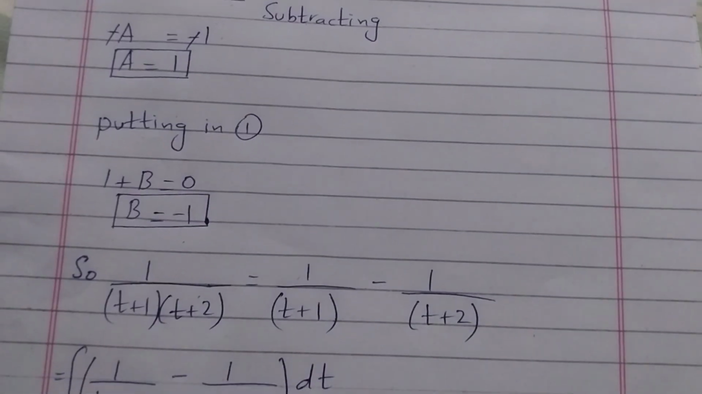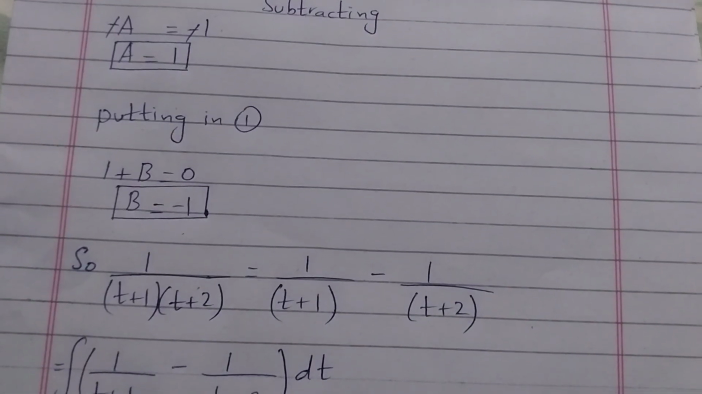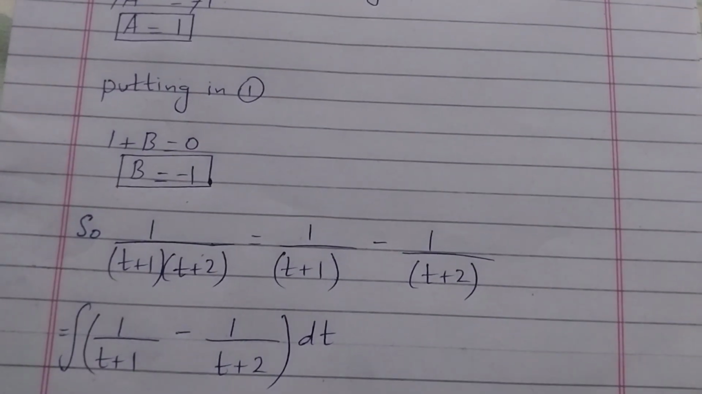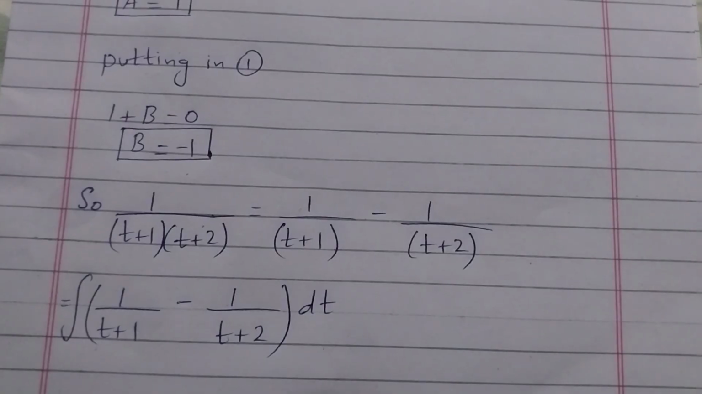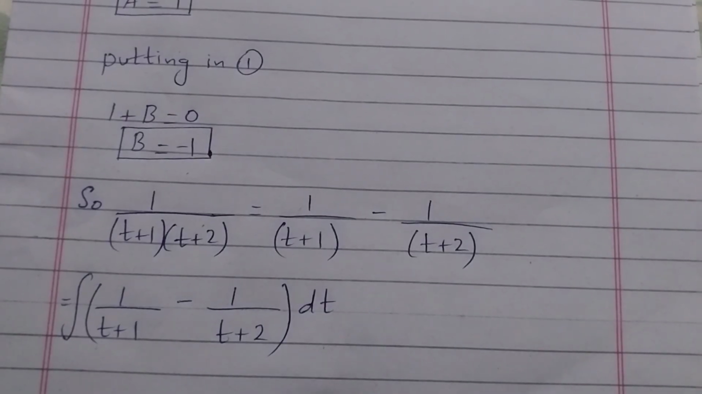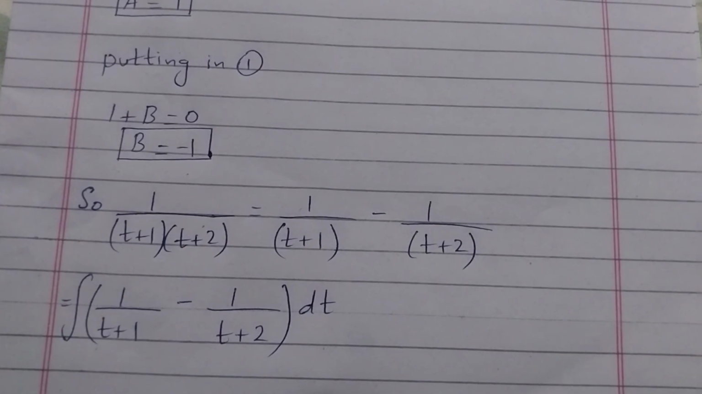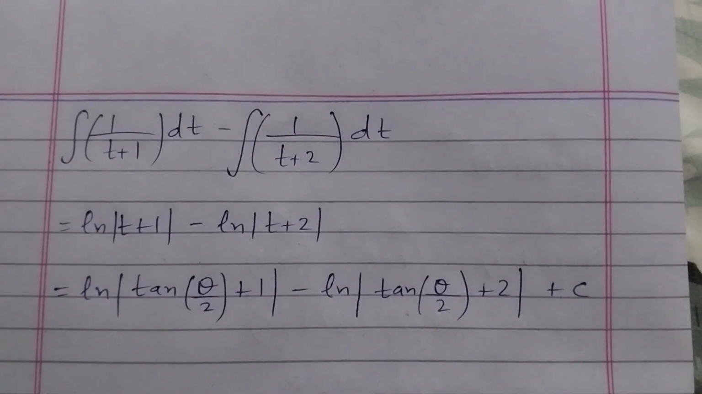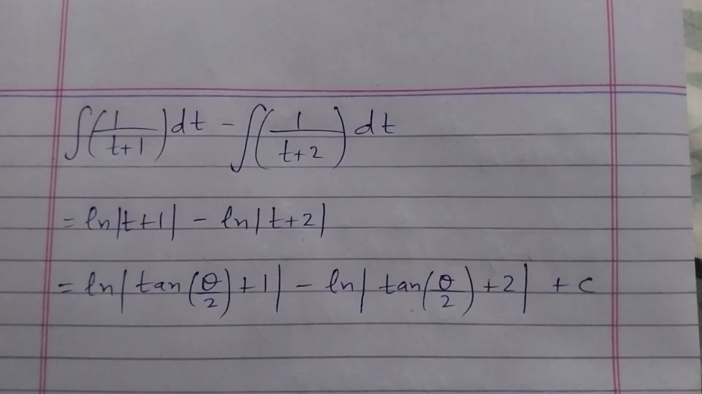So we have the values of a and b now. 1 over t plus 1 times t plus 2 is equal to a over t plus 1, which was 1, so 1 over t plus 1, plus b over t plus 2, and b is minus 1, so minus 1 over t plus 2. So we can easily find the integral of this expression. We need to find the integral of 1 over t plus 1 minus 1 over t plus 2 dt with respect to t, and we use the linearity property of integration.